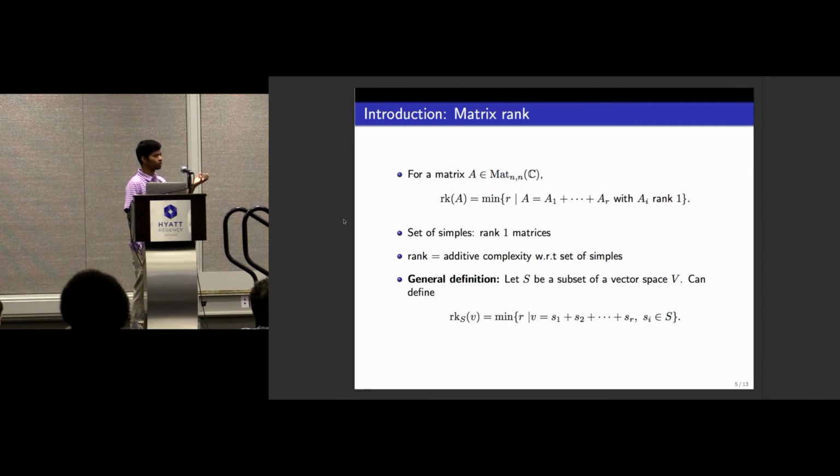If you just start with any subset that you think of as simples, and you want rank with respect to the subset, for any point in your vector space, you just say, okay, what is the smallest number of these simples that I have to add up to get to this point?